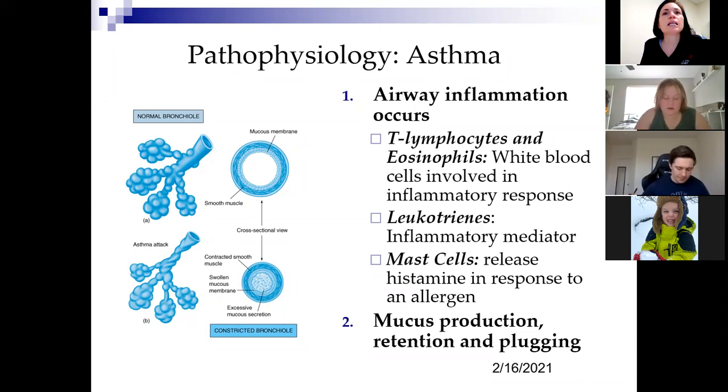Yep, the T lymphocytes and the eosinophils are white blood cells involved in the inflammatory response. You can think about it like periodontal disease. Inflammation goes to these areas to initially try to help, but usually it makes things worse because it's an overreaction. Some immune responses get out of hand or overreact and start causing damage. So they all cause inflammation or excessive mucus production, which ultimately just narrows the airway.